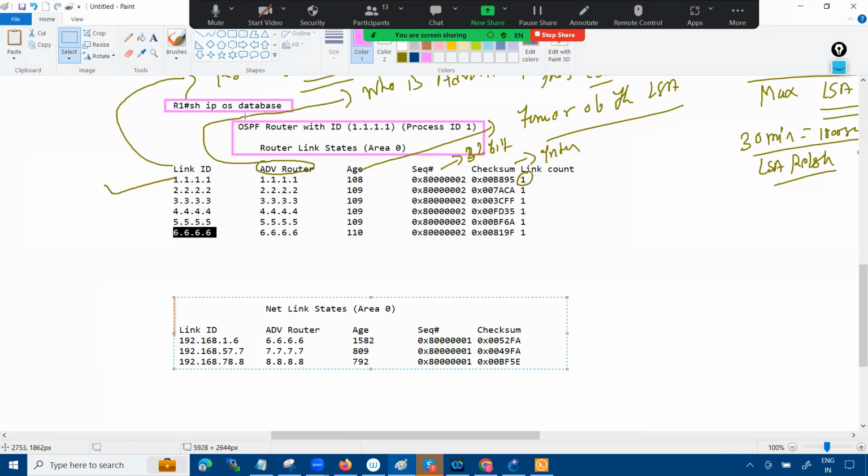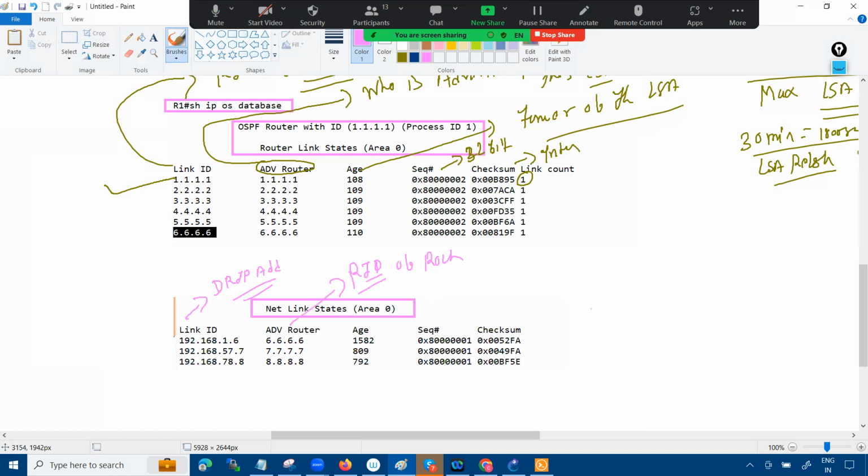So the top one, you can see that's a router LSA. This is the network LSA we have, right? The link ID over here is going to represent the DR IP address. The link ID over here is representing the router ID of the router LSA. Advertising router is the router ID of the router. And the remaining fields, sequence number and checksum, are the same as a router LSA.